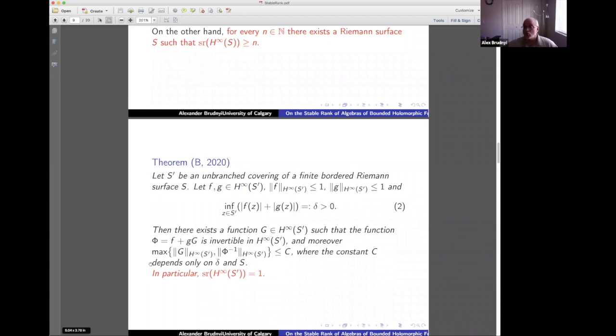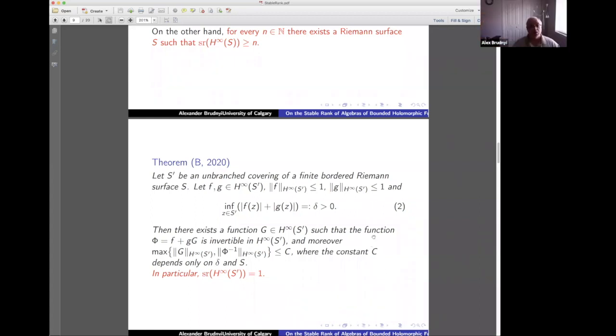No. For instance, in one of the papers of Rudolf Rupp and Raymond Mortini, they proved that the algebra of almost periodic functions on the real line has stable rank infinity. Well, what about H infinity of a Riemann surface? Is its stable rank always finite?